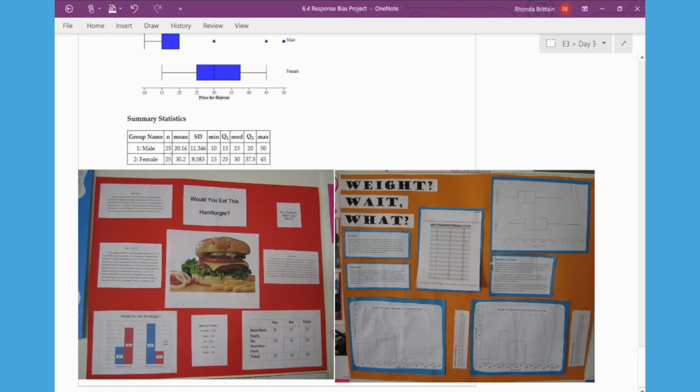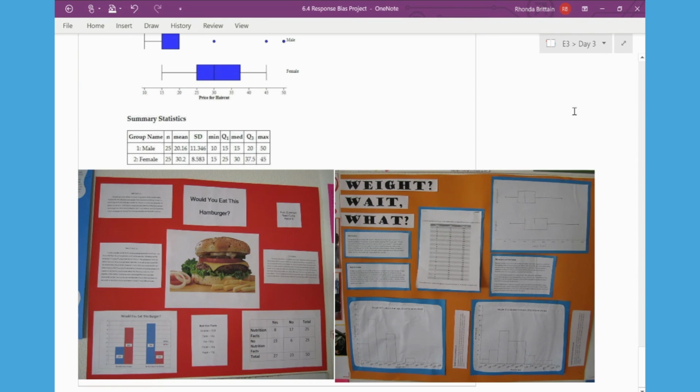The second project is called Wait, What? This is going to be quantitative data, although I can't really see exactly all of the data values. They did include the original data, but I can tell this is quantitative because of the parallel box plots. And then they also did two individual histograms, side-by-side histograms. So this might be a fun project for them to think of something creative.